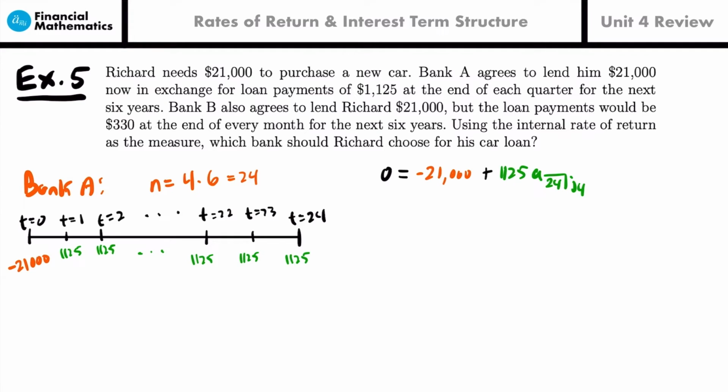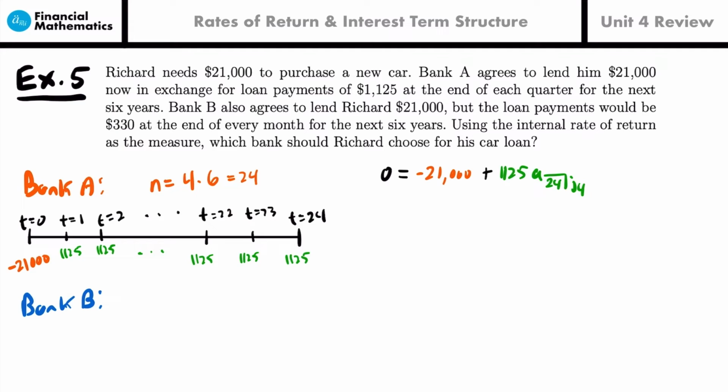Let's move on to the setup for Bank B. Bank B also agrees to lend $21,000, but the payments are different. Instead of quarterly payments of $1,125 for 6 years, there will be monthly payments of $330 for the next 6 years. All right, so here's what we have for Bank B.